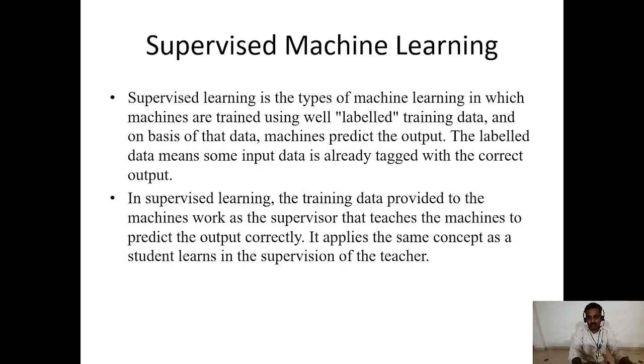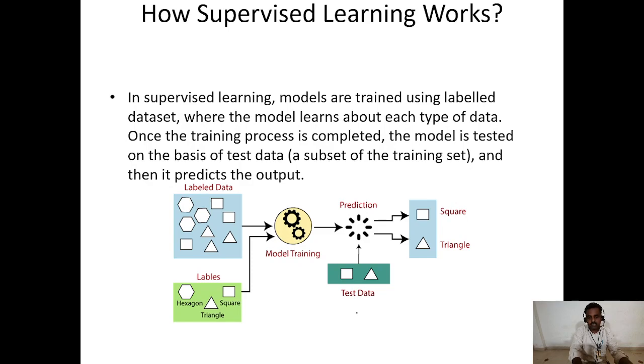Next, in supervised learning, the training data provided to the machine works as a supervisor. For example, it teaches the machines to predict the output correctly. It applies the same concept as a student learning under the supervision of a teacher. Next, how does supervised learning work? In supervised learning, models are trained using a labeled data set. Based on that, the machines learn, and once the training process is completed, the model is tested on test data, and then it predicts the output.